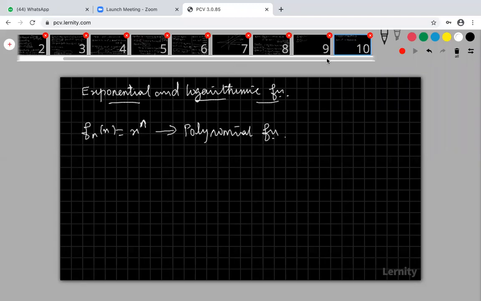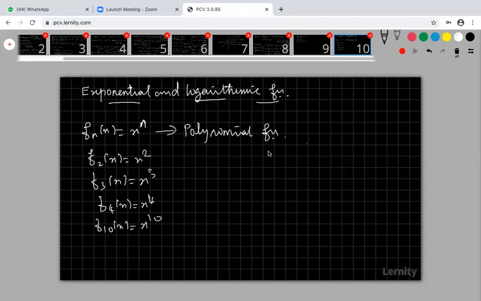Yeah, thank you. So x power n is a polynomial function. So what is my f2 of x? That is x square. My f3 of x, that is x cube. My f4 of x, that is x power 4. My f10 of x, that is x power 10.